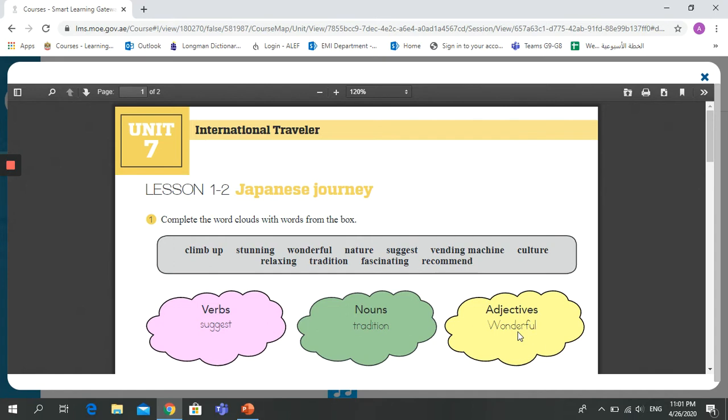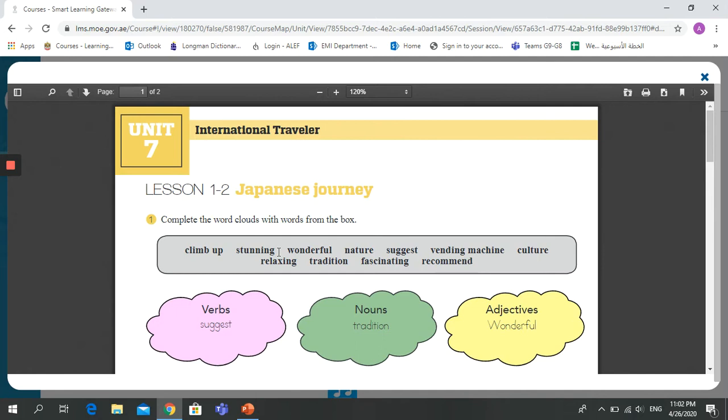Now, what about these words? Let's read them together and try to classify them. Are they verbs or nouns or adjectives? Climb up. Some tourists like to climb up the mountains. So climb up is what? My brother climbed up a tree. Is it an action verb? Is it a verb, a noun, or an adjective? Very good. It is a verb.